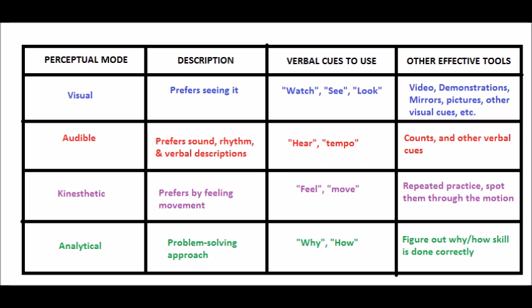There are also analytical learners. This approach treats the desired movement in more of a problem-solving fashion. Keywords such as why really help the analytical learner in solving the problem of understanding the movement. They will ask a lot of whys and how does this work, or why should I be in this shape. They're just trying to figure out how the skill is done correctly or why it's done that way.